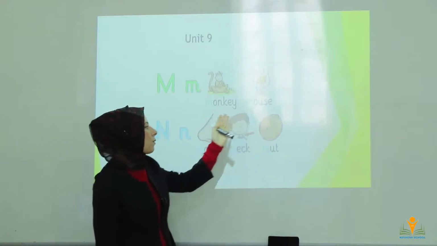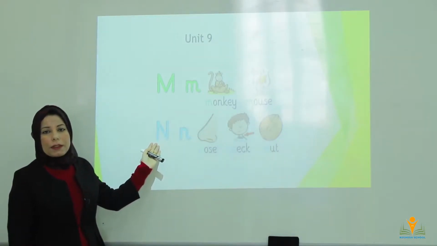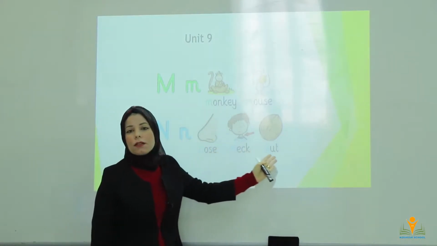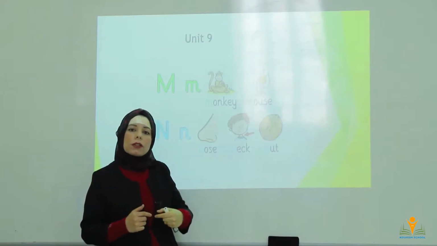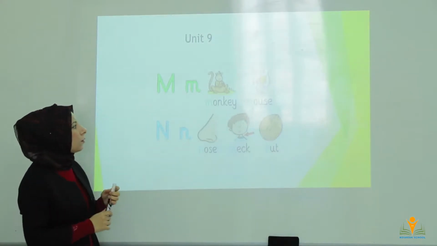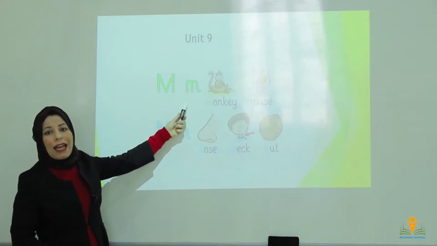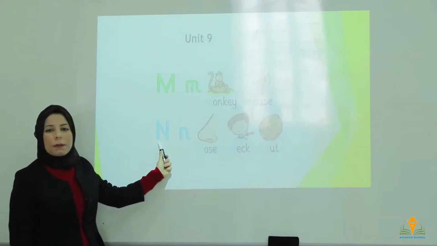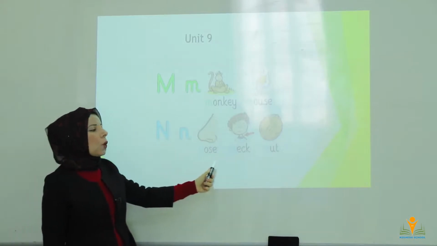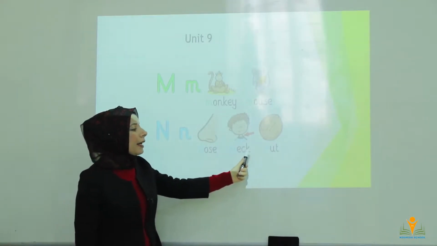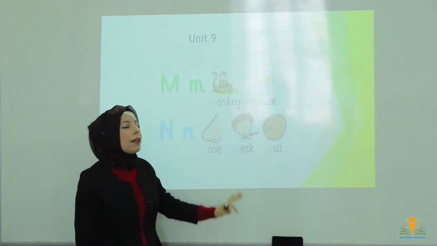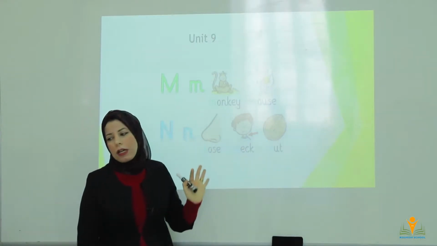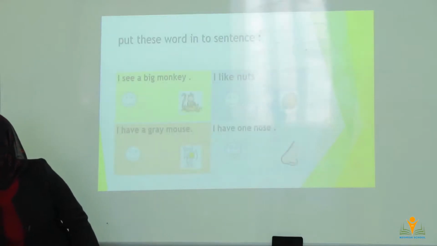Monkey, mouse. And we have N capital, N small: nose, neck, nut. I'm gonna read it one more time guys, you have to repeat it after me. M capital, M small, monkey, mouse. N capital, N small, nose, neck, nut. Okay, this is unit 9, the letters and the vocabulary. Let's go to the next slide.